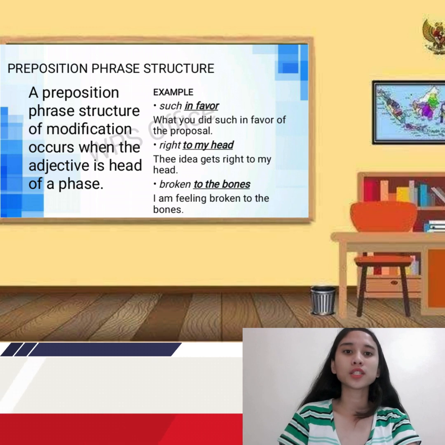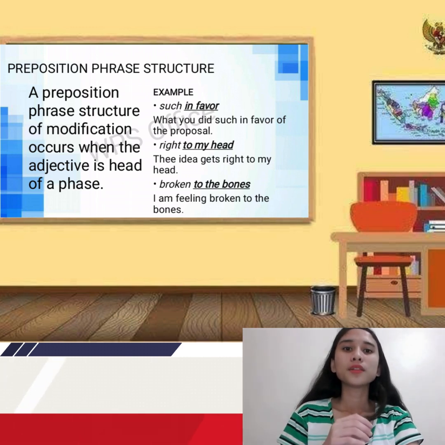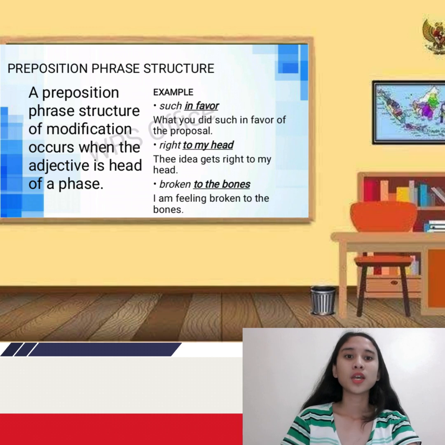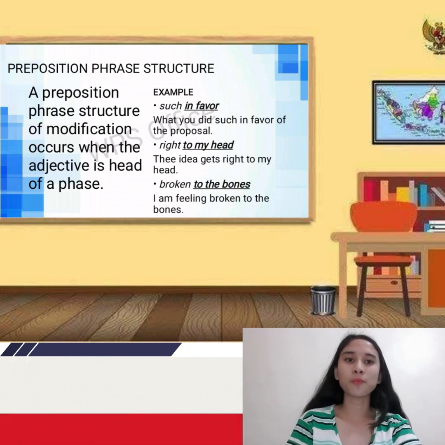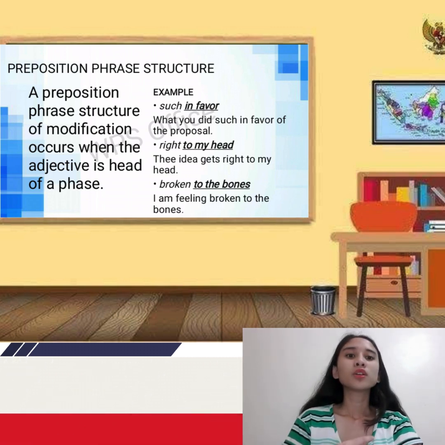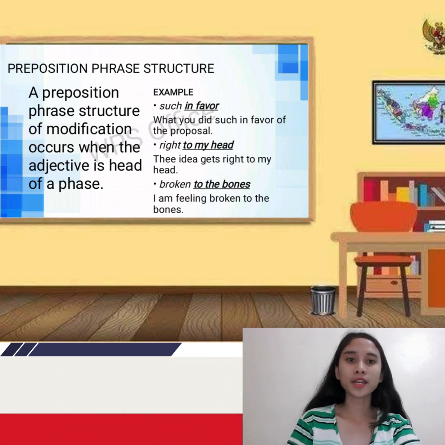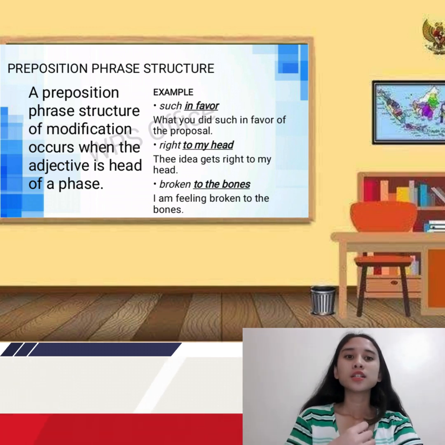The fourth one is the prepositional phrase structure. The prepositional phrase structure of modification occurs when the preposition is head of the phrase. We have the example here, such in favor. The underlined words in favor are the head, and it modifies the word such.